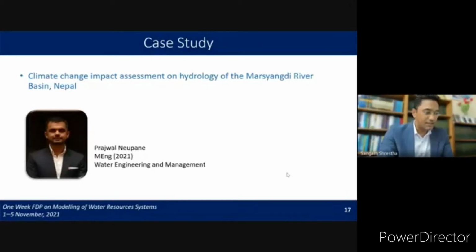One of my students had just completed his master's thesis. His study was related to climate change impact assessment on the hydrology of the Marshangdi River Basin in Nepal. Yeah, I have taken this case study to present to all of you for a few reasons. One is that this is a very new study conducted by my student just 2 months ago, and he used a new climate scenario called shared socioeconomic pathway.